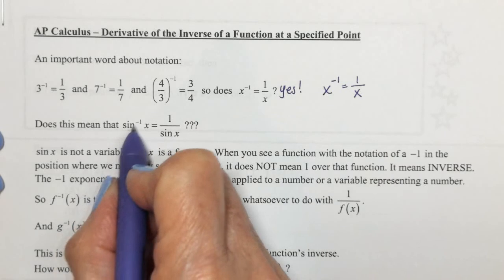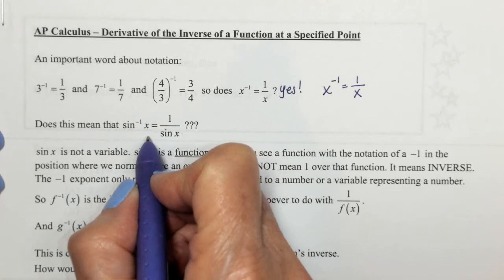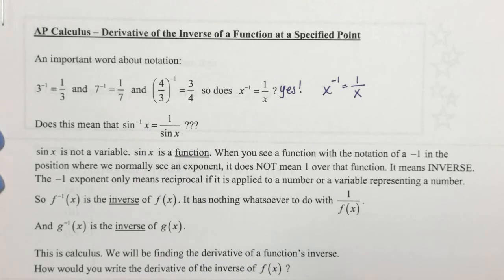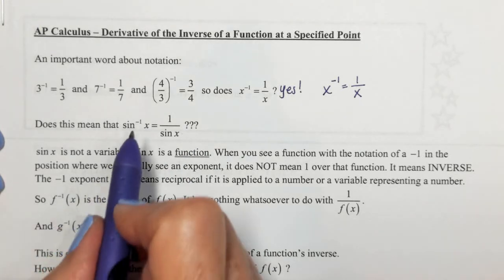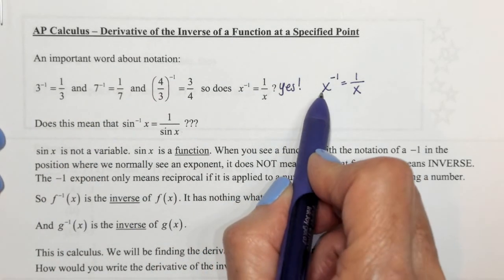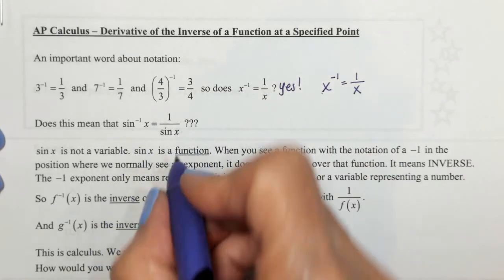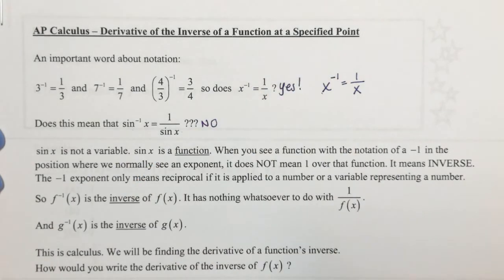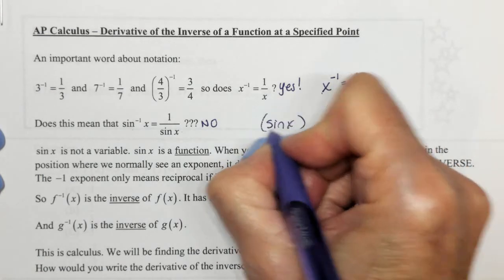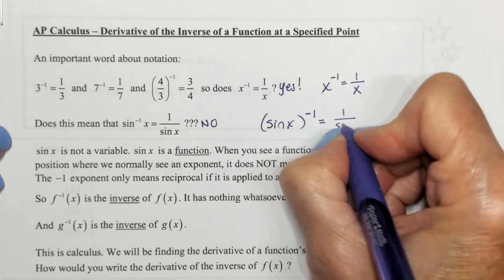Does that mean that sine to the negative 1 power is 1 over sine x? And I've said that wrong, actually. It looks like sine to the negative 1 power. It's not actually that, because sine is a function. Sine is not a number or a variable that represents a number. Sine is a function. So no, this does not mean 1 over sine. Okay? Now, sine of x to the negative 1 power is 1 over sine of x.